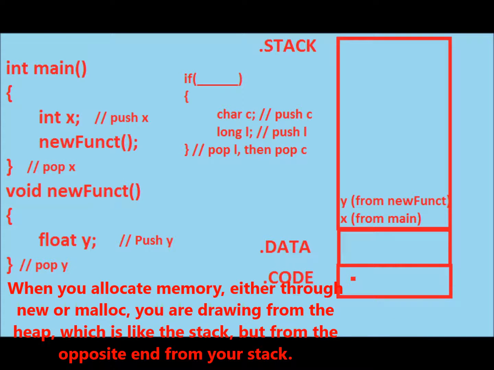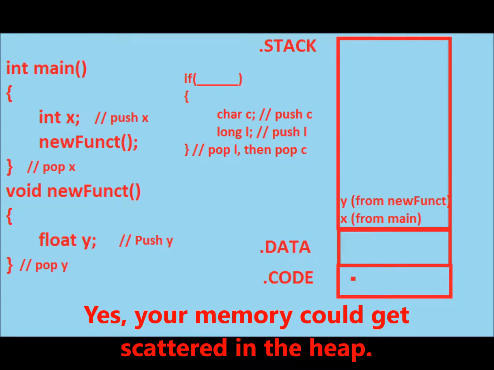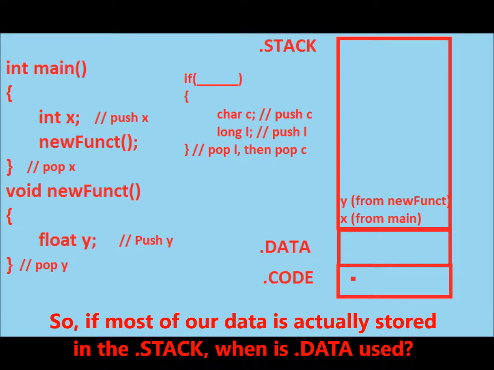When you allocate memory, either through new or malloc, you are drawing from the heap, which is like the stack, but from the opposite end from your stack. Yes, your memory could get scattered in the heap.